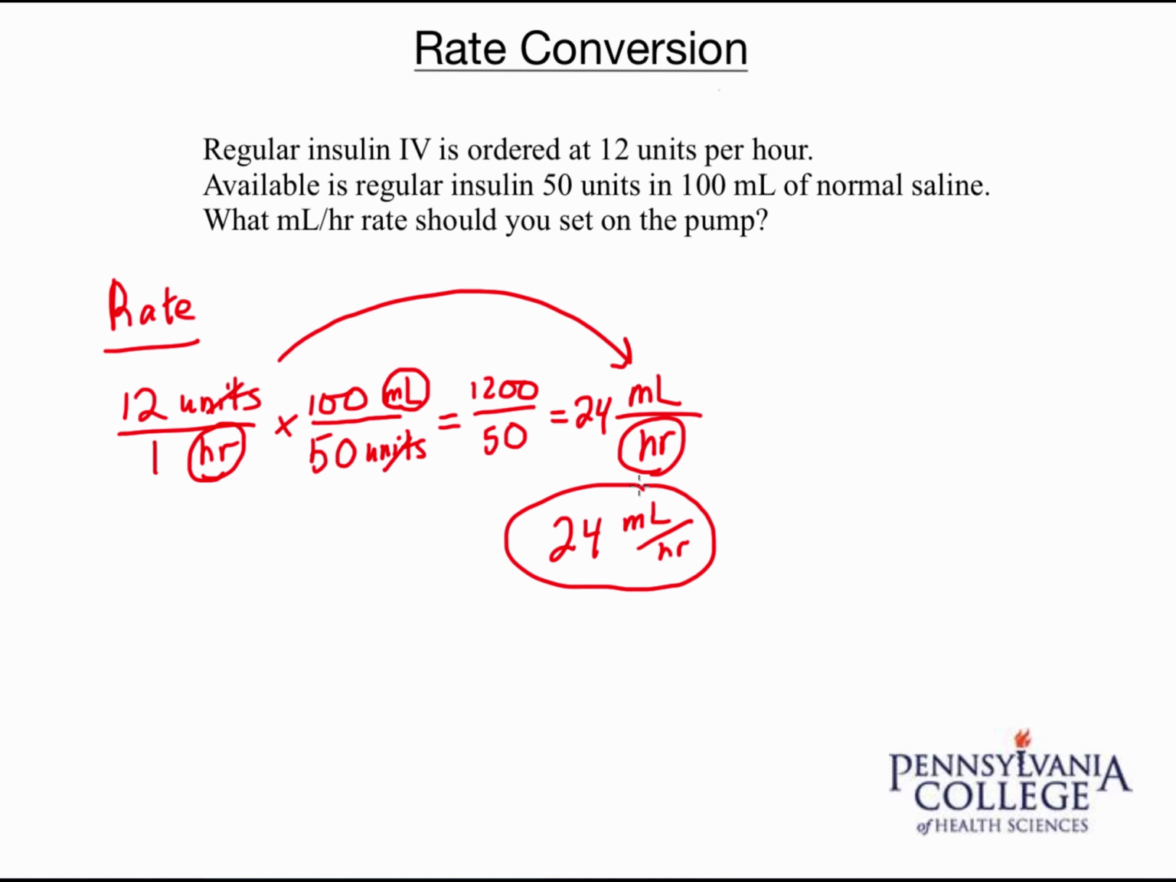Again, we started with a rate that we knew must happen. The patient needed to receive 12 units per hour. We looked at the information and the medication available to us in order to cancel out one label, in this case units, and to go into another, milliliters.